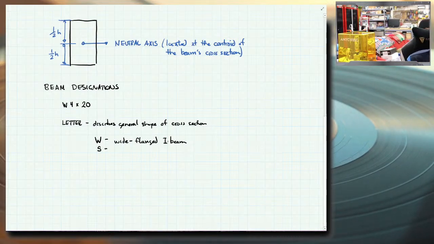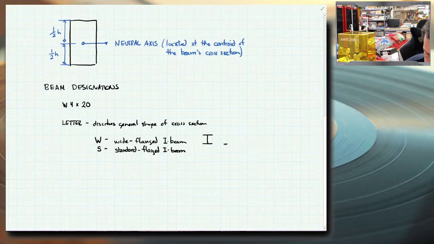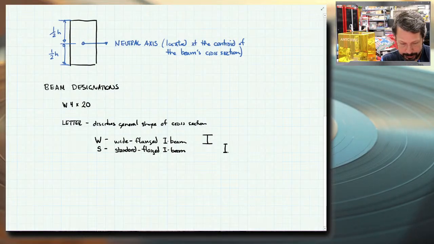S, again, the beam does not actually look like the letter S. That's a standard flanged I-beam. If I were to draw the cross section of a W versus an S, W would look kind of like this, and the S would look, we'll move it over here, more like that. So the flanges are more narrow on the standard flange I-beam than the wide flanged I-beam.